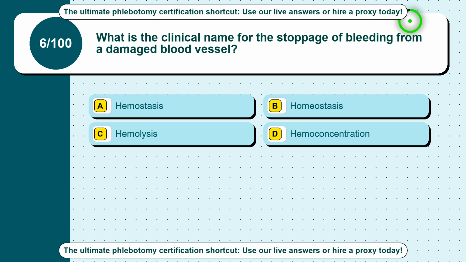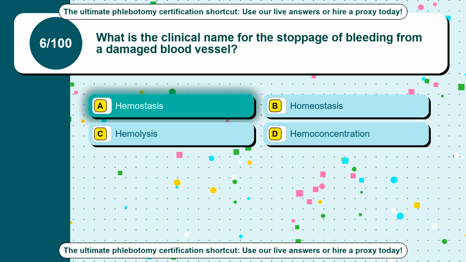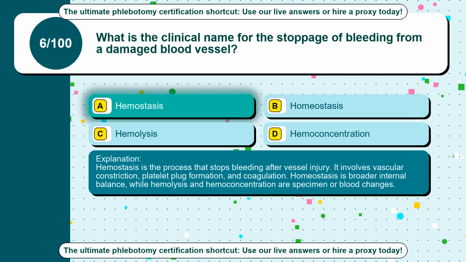Question 6. What is the clinical name for the stoppage of bleeding from a damaged blood vessel? Option A, hemostasis. Option B, homeostasis. Option C, hemolysis. Option D, hemoconcentration. The correct answer is Option A, hemostasis. Hemostasis is the process that stops bleeding after vessel injury. It involves vascular constriction, platelet plug formation, and coagulation. Homeostasis is broader internal balance, while hemolysis and hemoconcentration are specimen or blood changes.